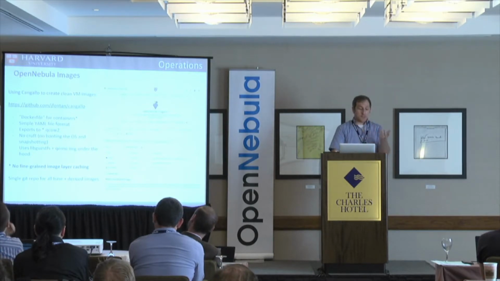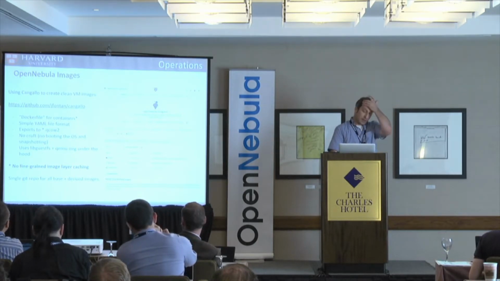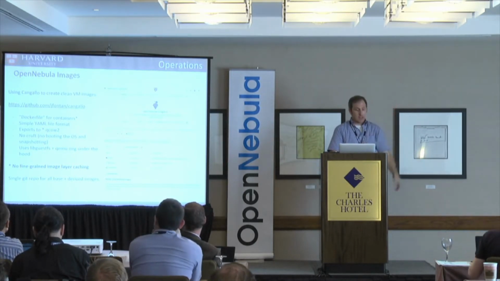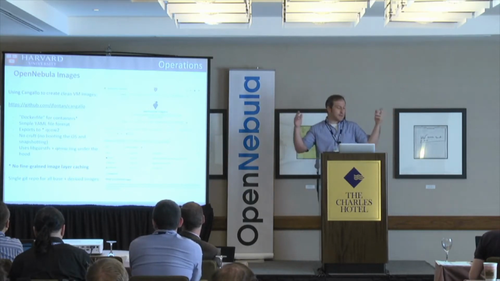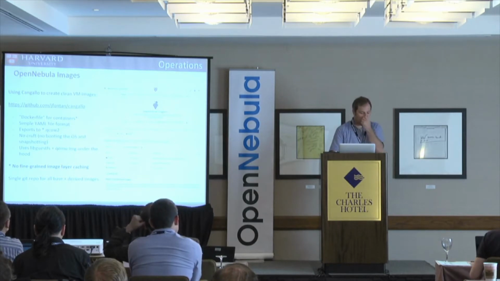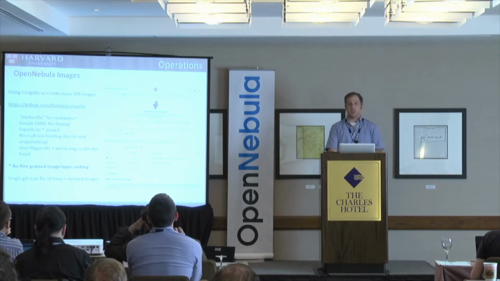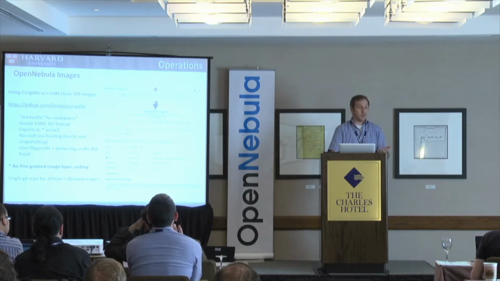For OpenNebula images, we're actually using Kanaya, which is a spin-off project from one of the OpenNebula team members, Javier Fontaine. It's on GitHub. I describe it as Dockerfile for containers, sort of, right? There's no fine-grained image layer caching like Docker has, but it is a simple YAML file format. It exports to QCOW2, uses libguestfs and qemu-img under the hood so that you're not actually doing a full OS boot, which means that you don't create a lot of cruft in your images. You can create clean, pristine images. So it's been really nice.